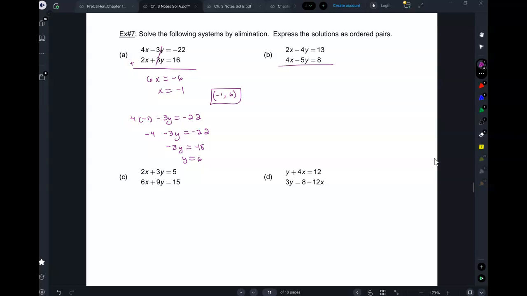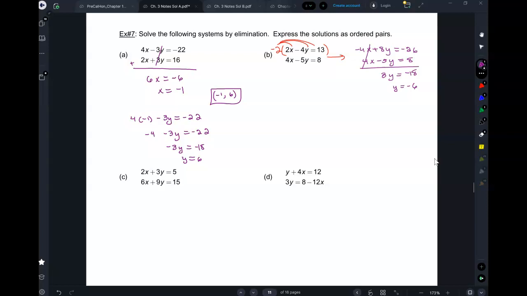Okay. Here, I'm going to multiply, well, before I do that, the top one by negative 2. So, minus 4x. Positive 8y, negative 26. Second one remains unchanged. So I get 3y equals negative 18. Y is negative 6. Okay.